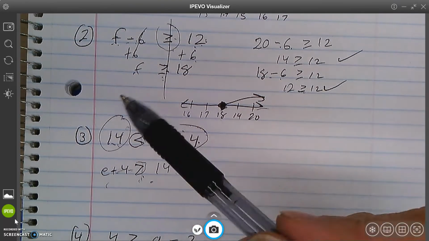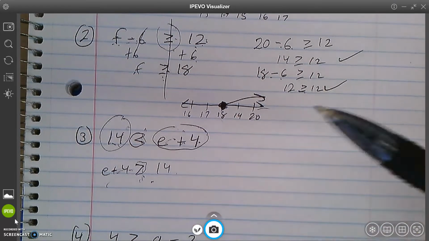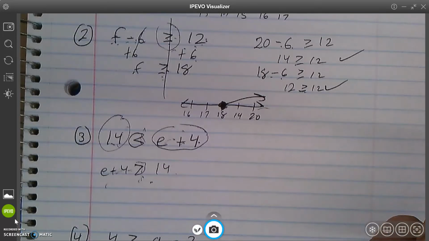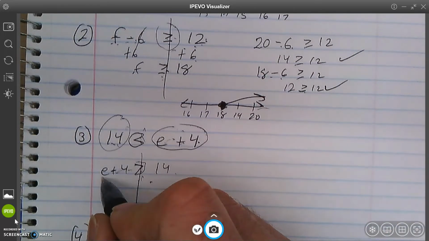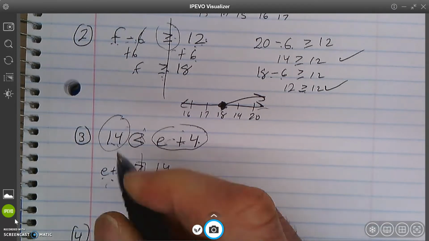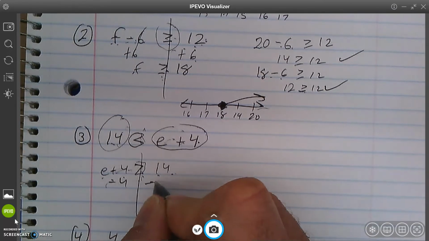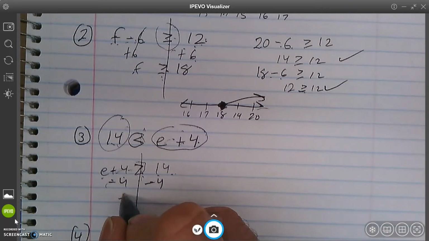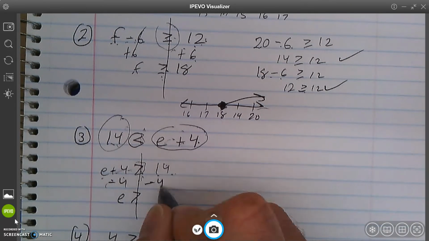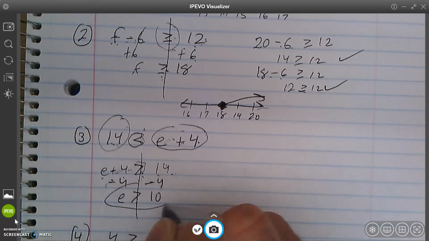And this is the same thing. I'm not making a difference. It's just rewritten a little bit better. Now the variable is up here, and it's easy to solve. So what number plus 4 is greater than 14? All right, let's see. Minus 4, minus 4. So E is greater than, copy that down, 14 minus 4, which is 10.